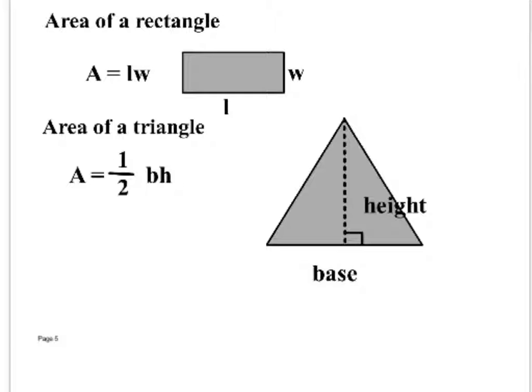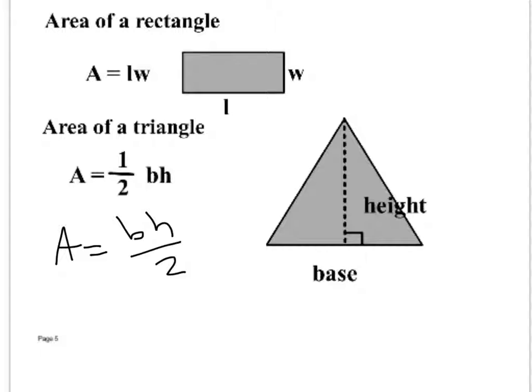Write these two formulas down. These are the area of a rectangle. This is the formula for area of a triangle. For area of a triangle, I could also write the formula as area equals base times height divided by 2, because timesing by half is the same thing as dividing by 2. For area of a triangle, you take 1/2 the base times height, or base times height divided by 2.